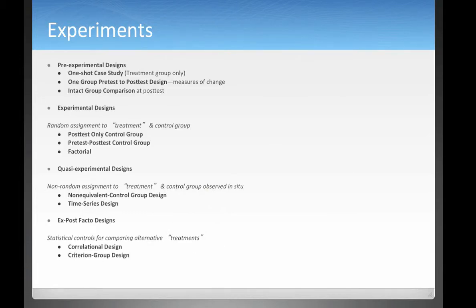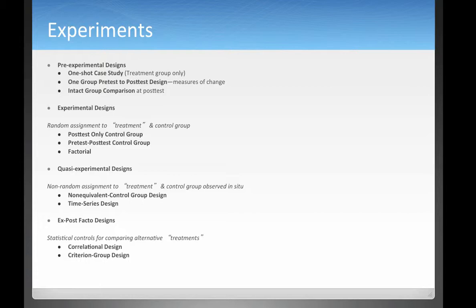We have a number of groups of experiments, so we can distinguish pre-experimental designs. These are not really experimental designs, but they are, like the name says, precursors of experimental designs. For example, you have a one-shot case study where you try a treatment and you see, well, does it seem to work or not? Sometimes you only have one group and you do a pre-test, post-test design and you measure the change. Or sometimes you have an intact group comparison where you just look at the post-test.